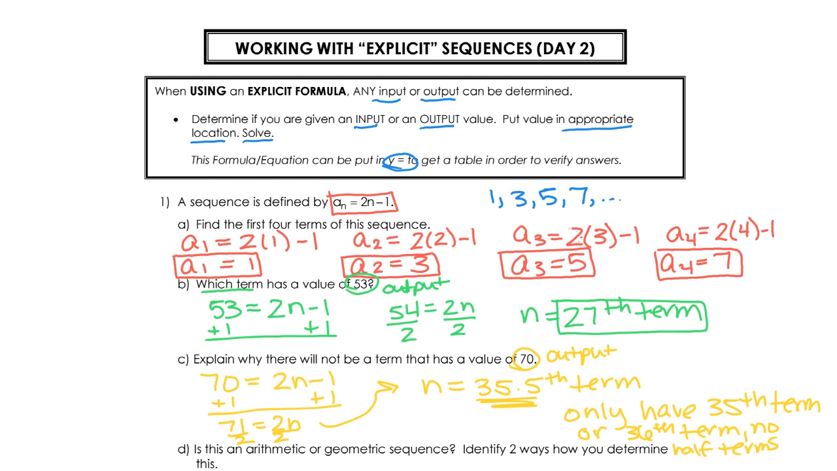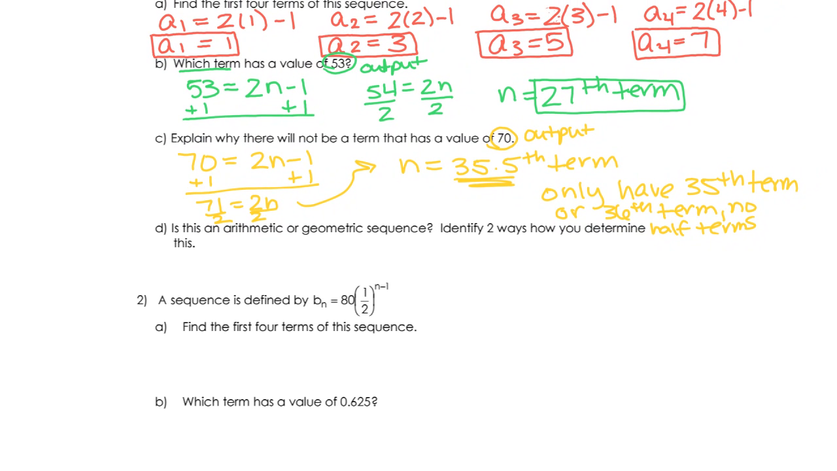All right. Let's go ahead and see what Part D says. Part D wants to know, is this an arithmetic or geometric sequence? And identify 2 ways you can determine this. So going back up, remember our sequence is 1, 3, 5, 7 that we came up with in Part A. You can see that to get from term to term, we add 2, add 2, add 2. And so by adding 2, we can say that this is arithmetic. They said identify 2 ways that we can tell. One way we can tell is that there's a common difference.